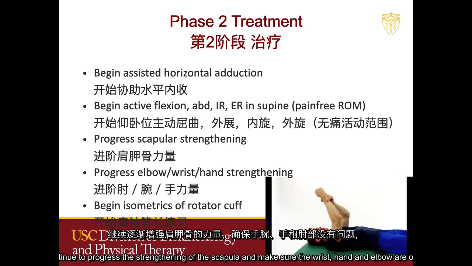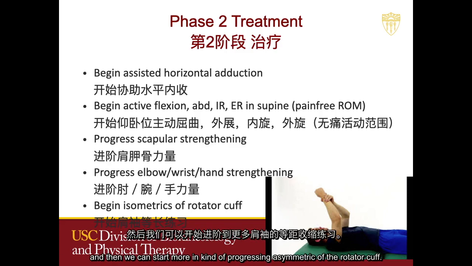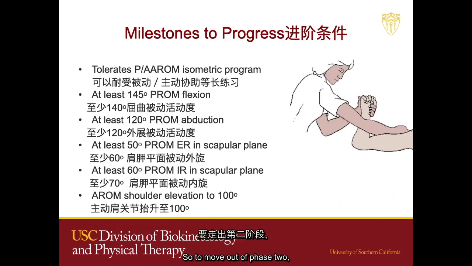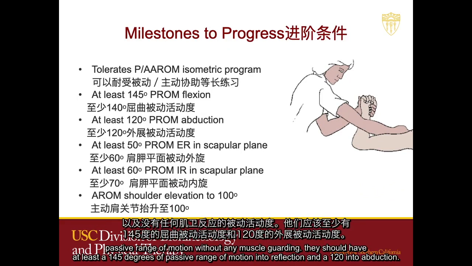Continue to progress strengthening of the scapula and make sure the wrist, hand, and elbow are okay. And then we can start progressing isometrics of the rotator cuff. So to move out of phase 2, they should be able to tolerate active range of motion, passive range of motion without any muscle guarding. They should have at least 145 degrees of passive range of motion into flexion and 120 into abduction.